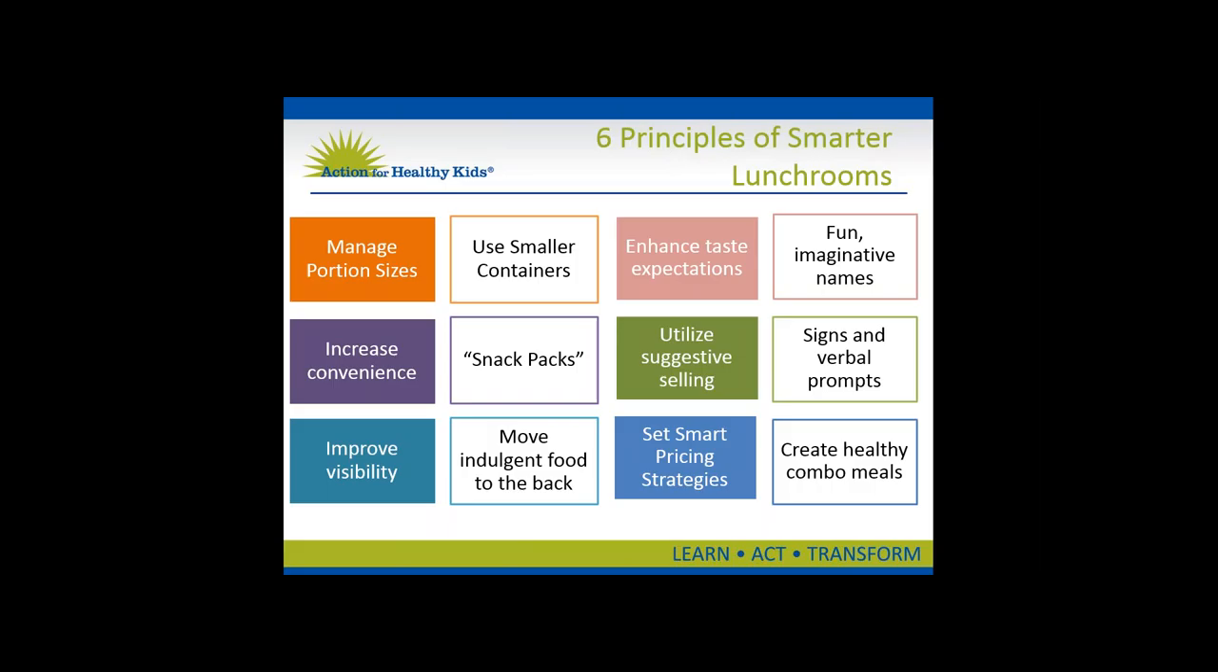The fifth principle is utilize suggestive selling. Hard sell for first person in the line by asking if they would like to add fruit or a vegetable of the day, and then continuing this every 2 to 3 minutes later. Set smart pricing strategies is the last principle. So bundle together strong selling foods with less strong sellers to create a combo meal.